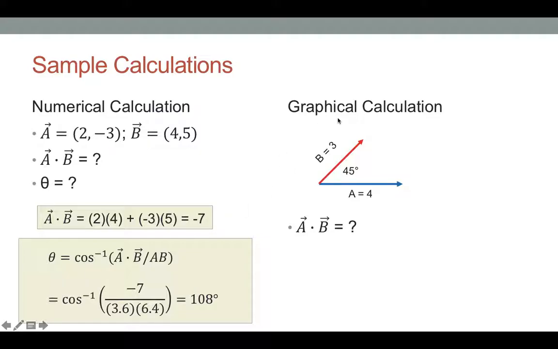On the second example, I have a picture here where one vector has a magnitude of 4, the other vector has a magnitude of 3, and the angle in between them is 45 degrees. Again, pause for a moment and calculate the dot product of A and B. Now the dot product is simply the magnitude of A, which is 4, times the magnitude of B, which is 3, times the cosine of 45 degrees. Multiply that all out, and we get 8.49 as the dot product.